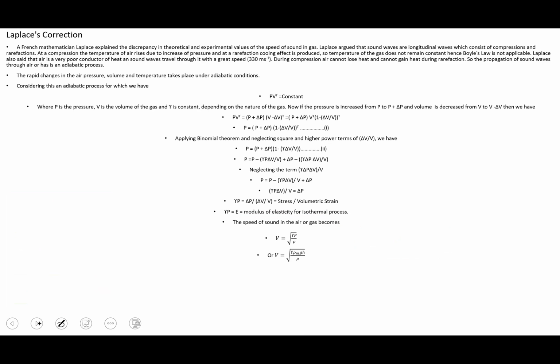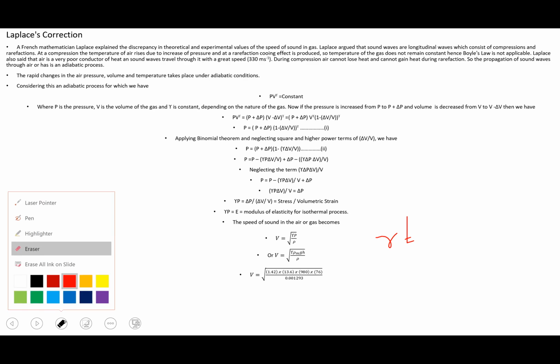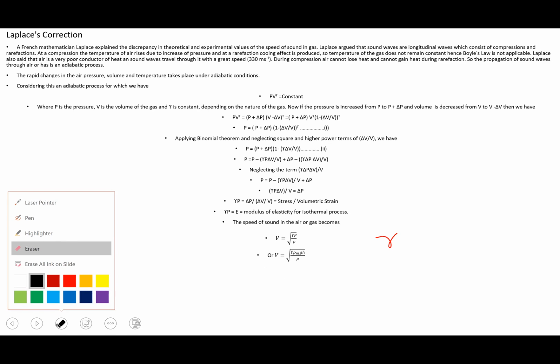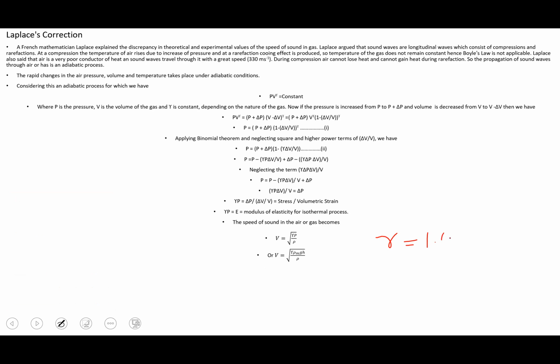So V is equal to under root gamma into rho m g h divided by rho. By rho m, I mean the density of the medium. It doesn't mean that there's mass included in this equation. So V is equal to under root, putting in the values, we know the value of gamma, which is taken in the case of air. It is taken to be 1.42. So gamma is calculated out to be experimentally 1.42, putting this value in this equation.